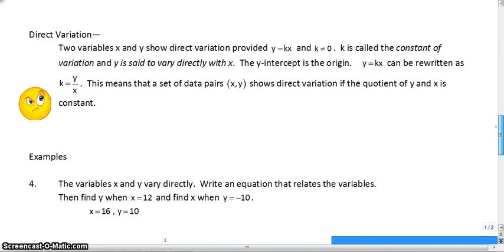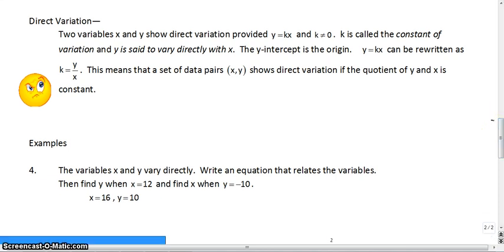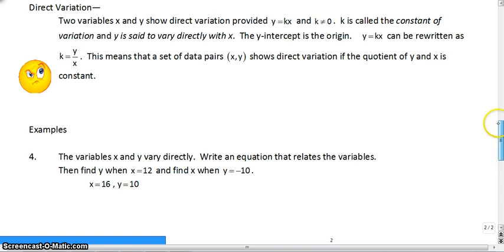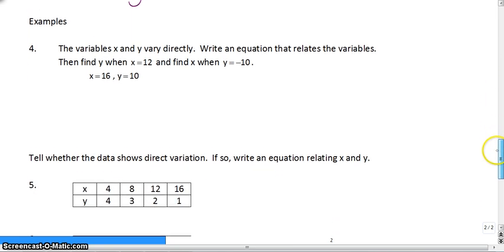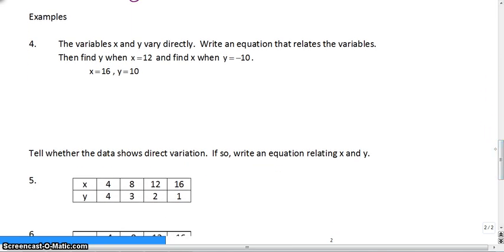So two variables that show direct variation provide y equals kx, where k cannot be 0. Okay, because k is our constant of variation, and y is said to vary directly with x. So this is what we're going to do here. y equals kx is the formula that you want to memorize for direct variation. So for example, the variables x and y vary directly. Write the equation that relates the variables, then find y when x is equal to 12, and find x when y is equal to -10.